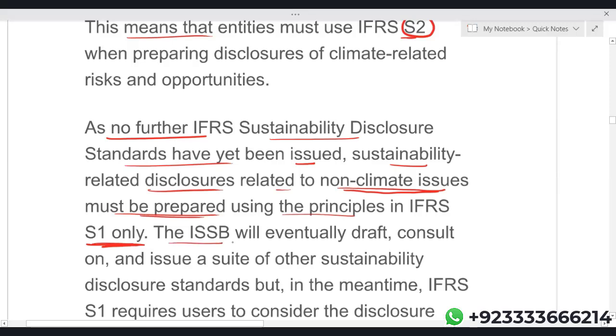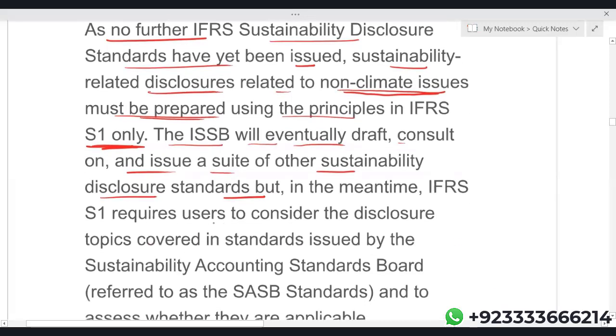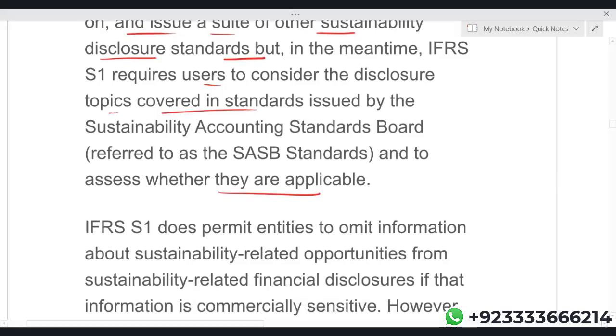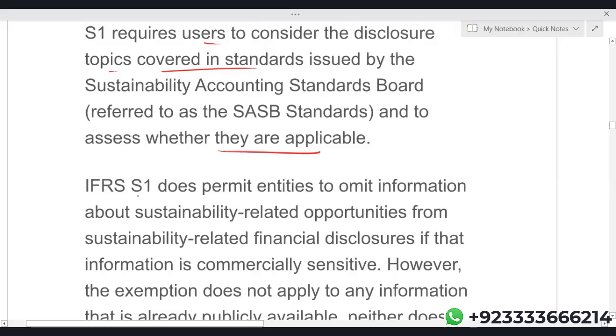The ISSB will eventually draft, consult on, and issue a suite of other sustainability disclosure standards. But in the meantime, IFRS S1 requires users to consider the disclosure topics covered in the standards issued by the Sustainability Standards Board and to assess whether they are applicable. Obviously, each industry will have different requirements; they will not have the same issues.